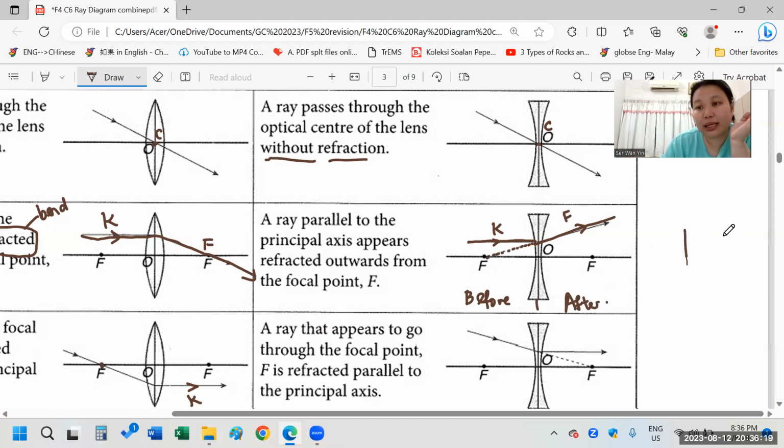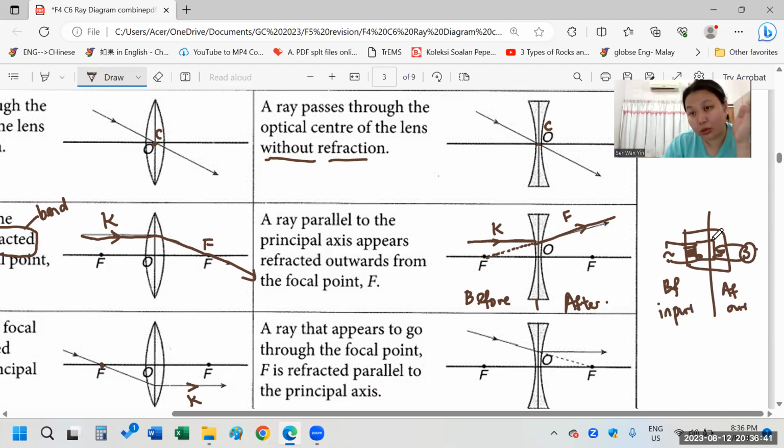For example, last year we learned the transformer, right? This is input and this is output. So input means before, the primary, and this is after, the secondary. Input, output. So on the paper, we always draw before on the left, after on the right.